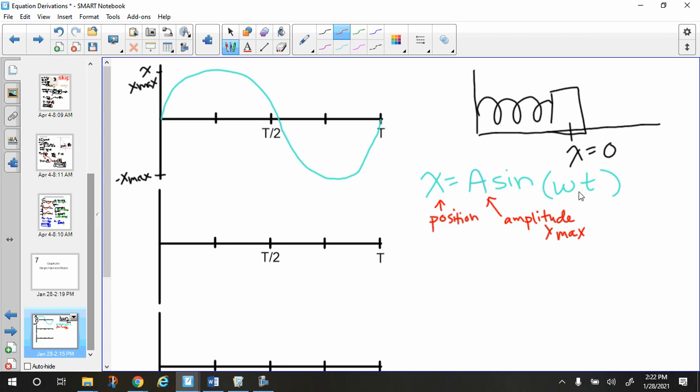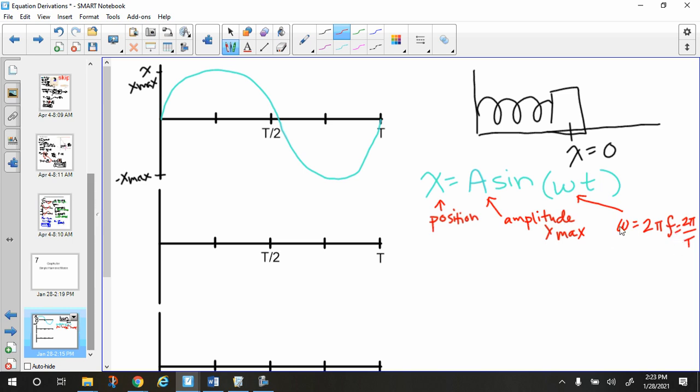Then we take the sine. This curvy W thing is called an omega. That is a Greek symbol. And omega is angular frequency. So it's 2 pi times the frequency. And it'll tell you how many radians per second we have. It's also equal to 2 pi over period, because period and frequency are inversely proportional to each other.